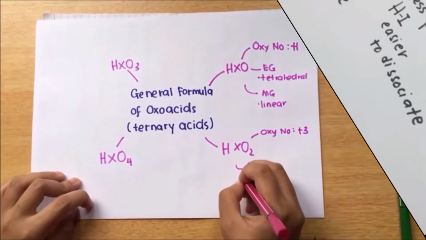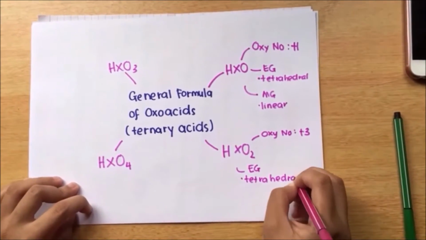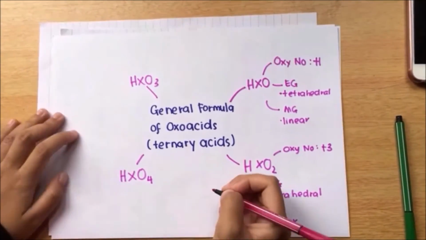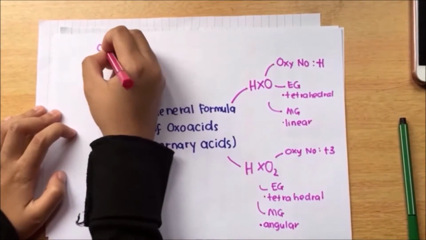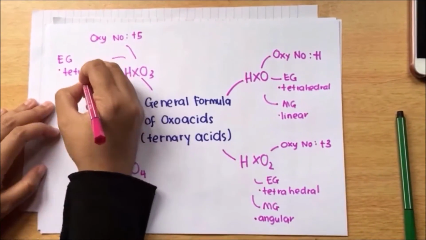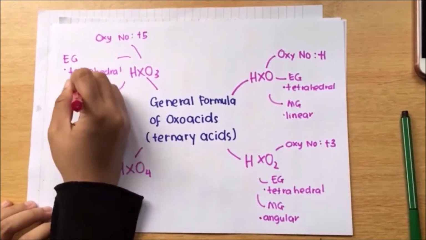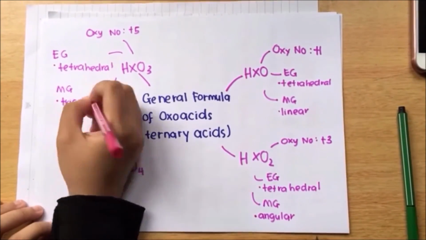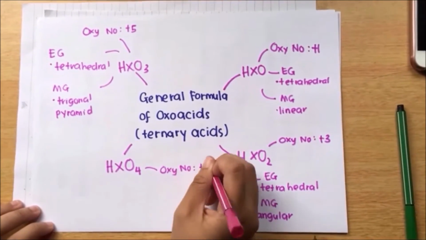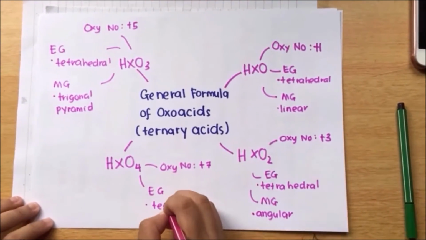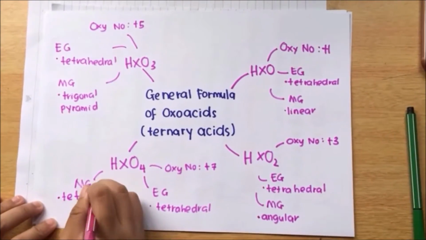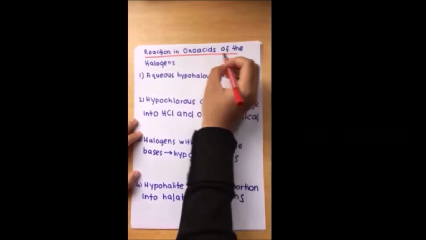So this is the general formula of oxoacids, which are also known as ternary acids, and they are divided into four, which are HXO, HXO2, HXO3, and last but not least, HXO4. And as you can see, there are 3 points under each type of oxoacid, which are the oxidation number, the electronic geometry, and last but not least, the molecular geometry of each structure.